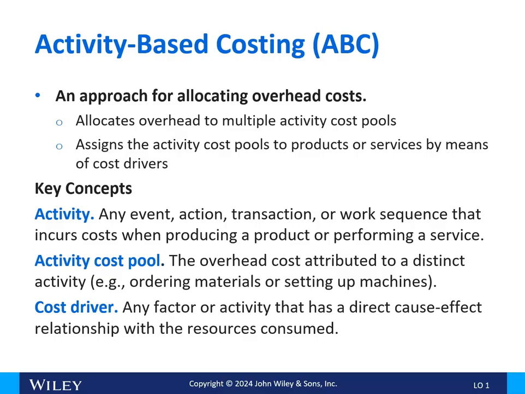So some key concepts here: activity is any event, action, transaction, or work sequence that incurs cost when producing a product or performing a service. The activity cost pool is the overhead costs attributed to a distinct activity. So the example of ordering materials or setting up machines, we can grab the overhead cost for that distinct activity. And then a cost driver is any factor or activity that has a direct cause-effect relationship with the resources consumed.